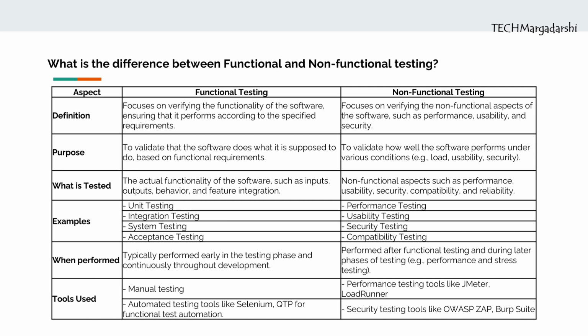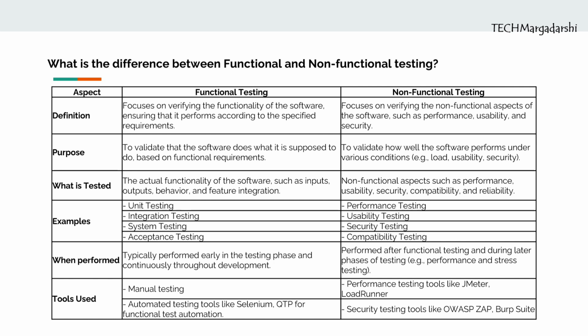What is the difference between functional and non-functional testing? Let's understand the difference between functional and non-functional testing with the help of this table. Definition: functional testing checks whether the application works according to the given requirements, while non-functional testing focuses on aspects like performance, usability, and security.